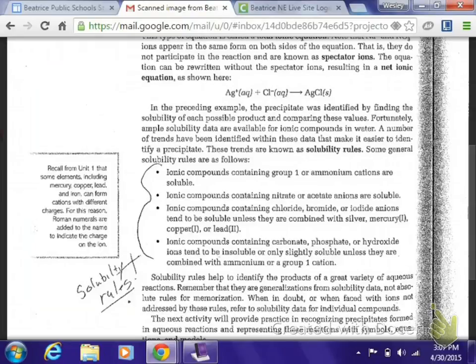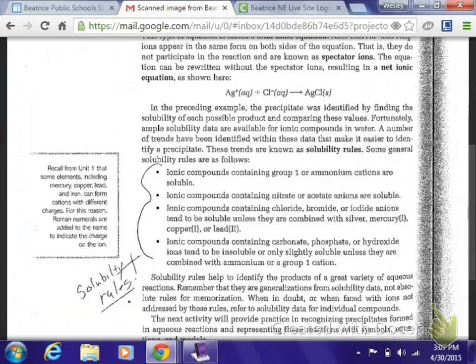Now we get into this third bullet and we've got some things that are insoluble, which means they'll form solids. If I have chlorides, bromides, and iodides, they are soluble unless, go ahead and circle that on your paper if you want to, unless, and then underline, silver, mercury, copper, or lead. What that means is that if we put silver with chlorine, it's insoluble.